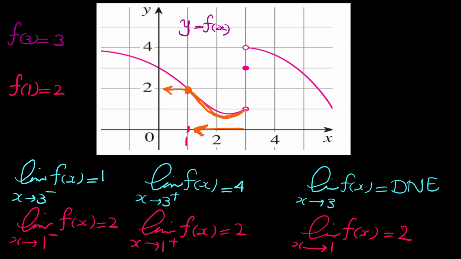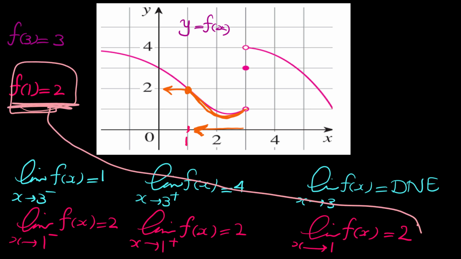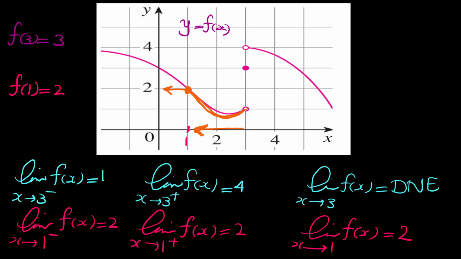In this case, f of 1 is defined and it is 2. The limit is also 2. So it can happen that the limit exists and the function is defined and they are the same. And it can happen that they are not related to each other.